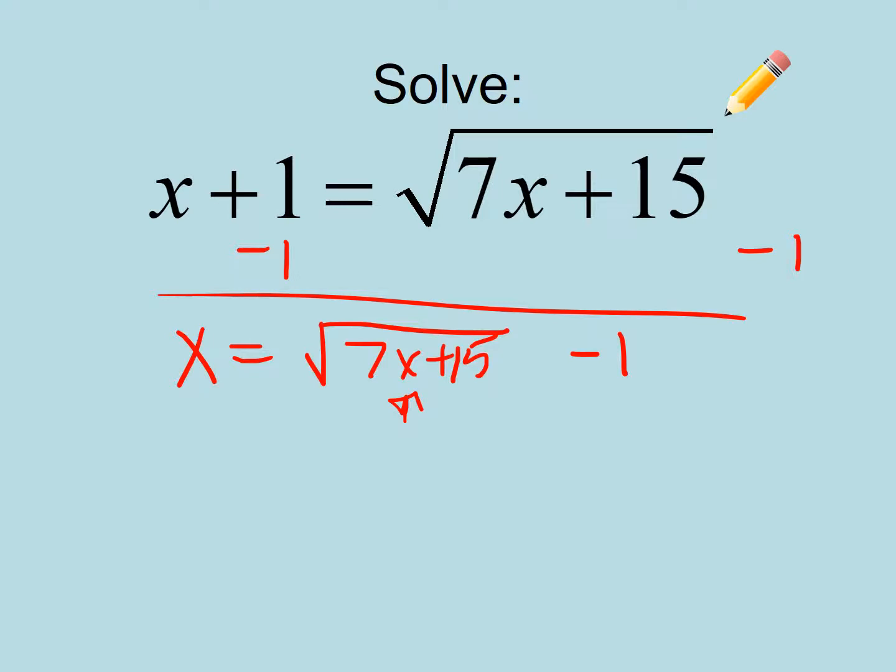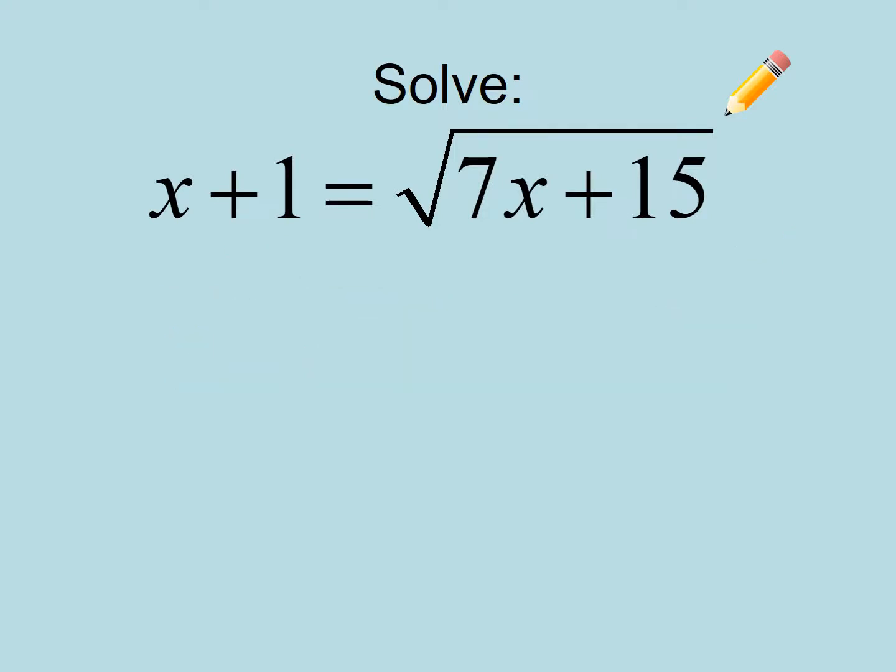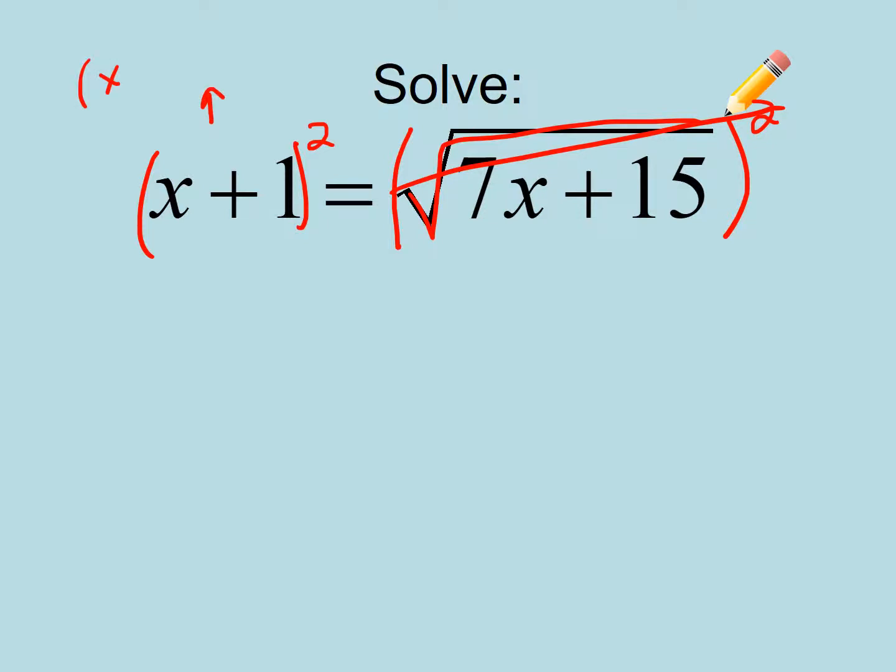So what I'm going to have to do is actually square to get rid of that radical first. So in order to get rid of this square root, I have to square both sides. So that's going to cancel this guy, but when we have x plus 1 squared, remember that's the same thing as saying x plus 1 times x plus 1. So we actually have to factor that.